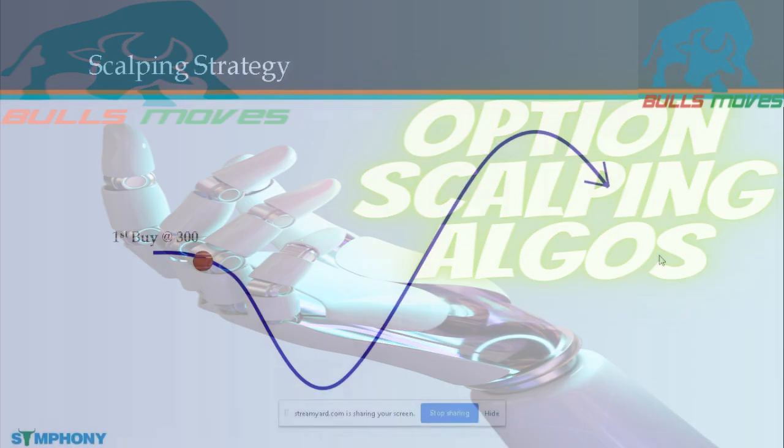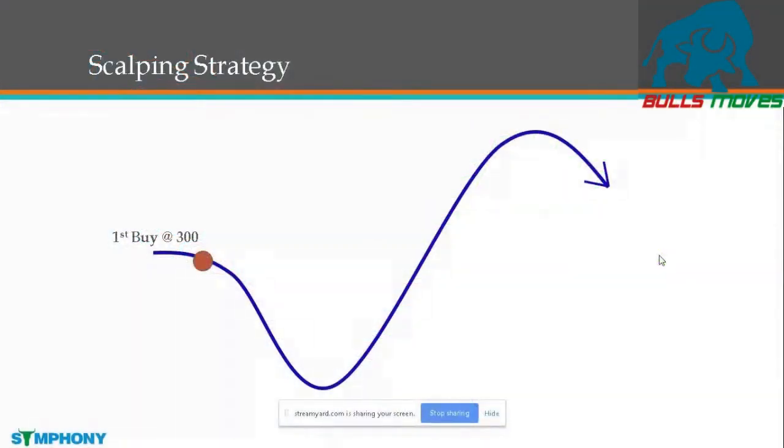Scalping means every rupee downside it will buy. So for example, let's say any stock price is floating at rupees 300. Your first buy will be at 300. Whenever the price goes down, it will be 299, so at 299 it will execute a trade again for buy. Again it will buy at 298 and again it will buy at 297.